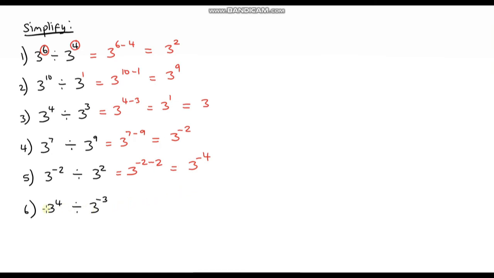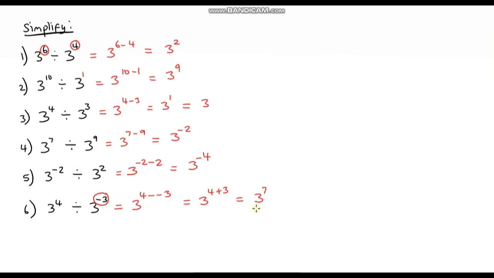And the final one, we've got the same base, so let's subtract our indices. So we've got 3 to the power 4 minus negative 3. So we're going to subtract negative 3. So what is 4 subtract negative 3? Well, if we are subtracting a negative, that is the same as adding. So 4 minus negative 3 is exactly the same as 4 plus 3. So be really careful with this one. And 4 plus 3 is 7. So it is 3 to the power 7.